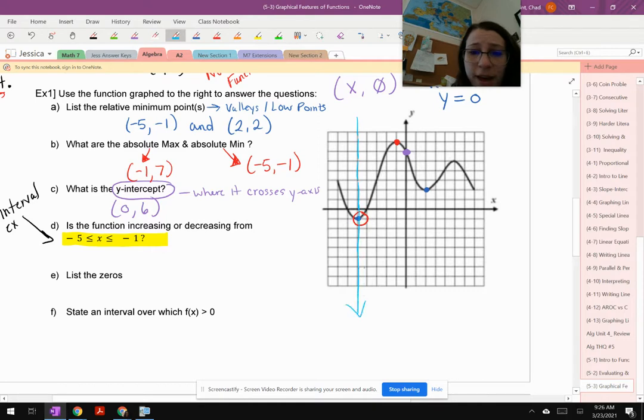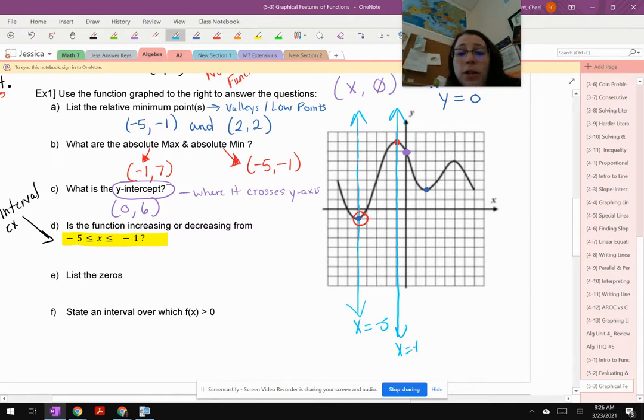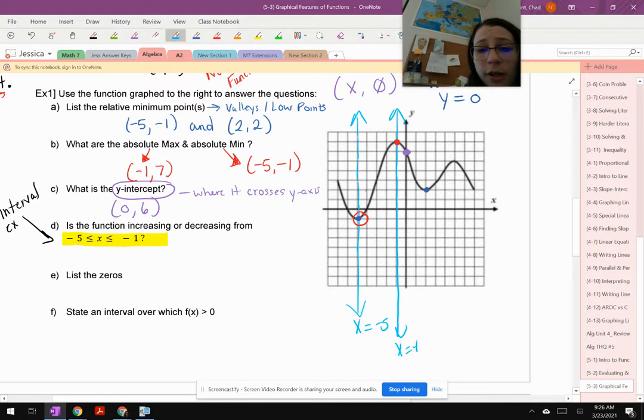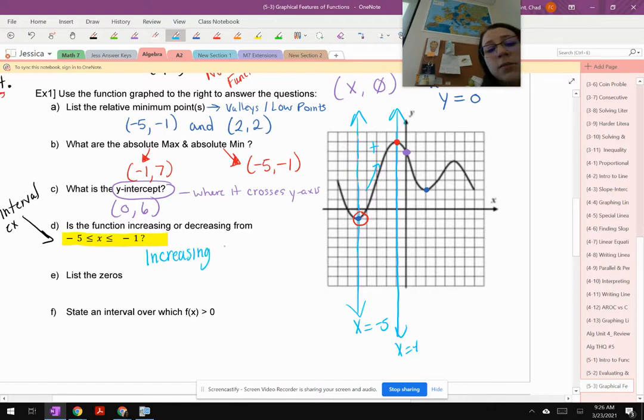So I'm just going to draw that line there. That's the line x equals -5. And then -1 is right here. What's happening between these blue lines? What's going on with that function? Is it increasing or decreasing? Well, you can see that that function is going up, so that would be increasing. Increasing because it's going up.